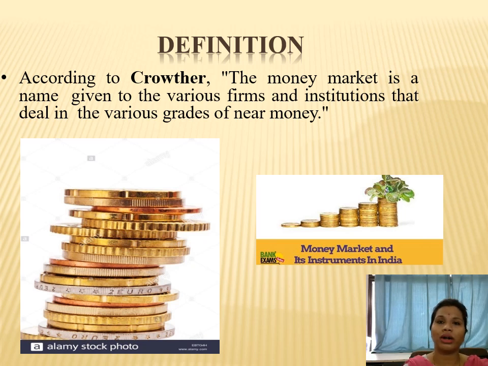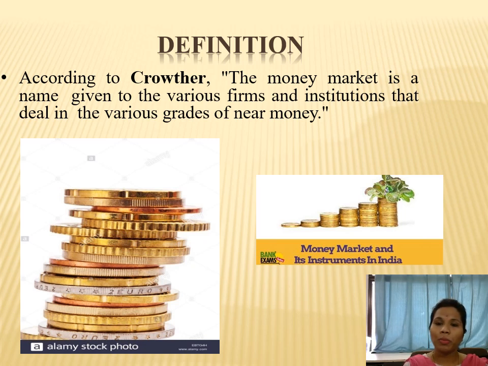Then we have discussed the financial instruments, the two financial markets, and the structure of the financial system in India. The financial system comprises financial institutions, financial markets, financial instruments, and financial services. Then we have discussed the financial market. There are two financial markets, that is money market and capital market.